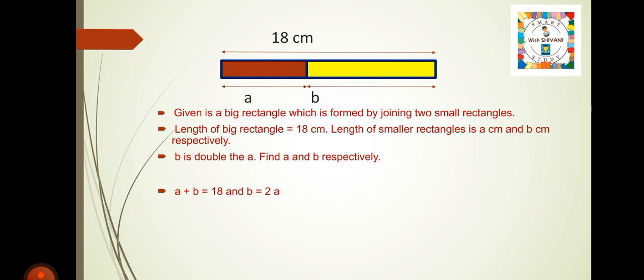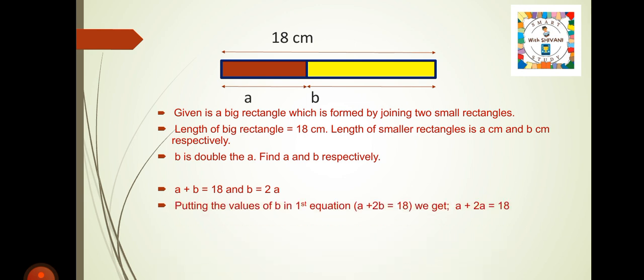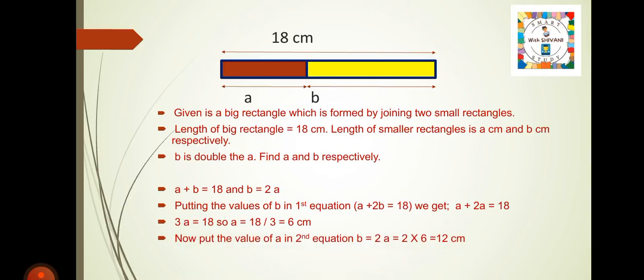Now putting the value of B equal to 2A in the first equation, A plus B equal to 18, we get A plus 2A is equal to 18, which is 3A equal to 18. So A equal to 18 divided by 3, which is 6 centimeter. So now we have got our value of A, which is 6 centimeter. Now this 6 centimeter, we will replace the value of A in the second equation, which is B is equal to 2A. So we will get 2 times 6 equal to 12 centimeter. Hence our two values are 6 centimeter and 12 centimeter respectively.